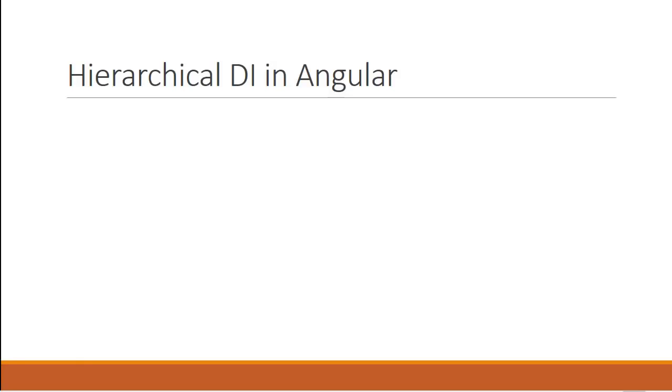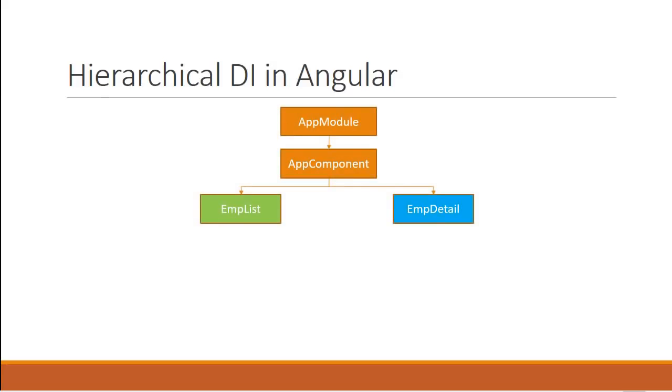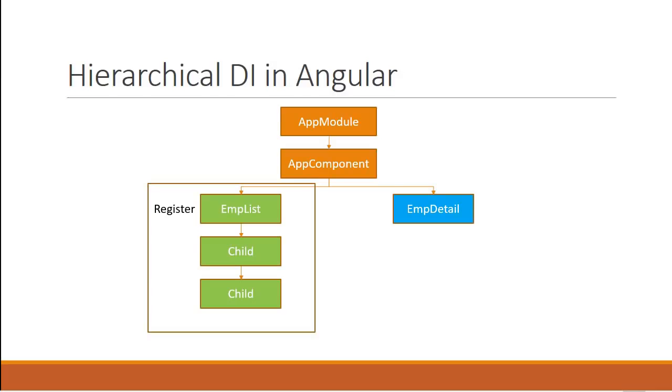So consider the example application. It has app module. The app module has app component. The app component has 2 components nested inside, employee list and employee detail. Here is how Angular's DI system will work. If you register in the employee list component, the service can be used by the employee list component and its children. No other components, not even the employee detail component, can use it. So this is not a good choice.